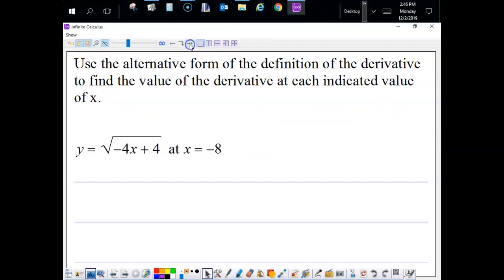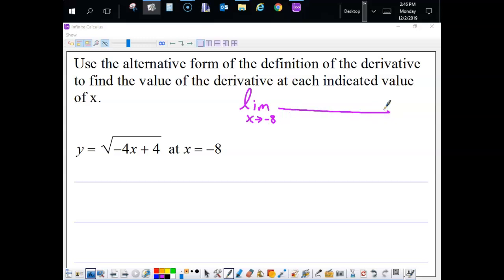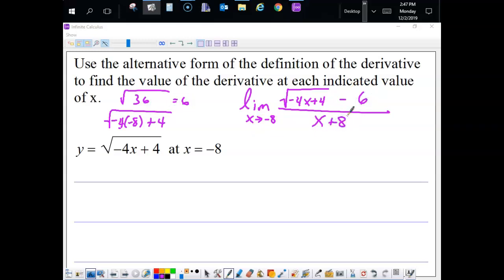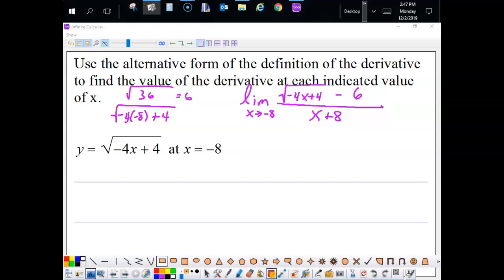Let's go ahead and do another one. So for this one, our c value that we are approaching is -8. And my function minus the value of my function at that point. So I'm going to plug in -8. That would be positive 32 plus 4, which is 36, which is 6. And then x minus -8, which is x plus 8. So there's your setup. And then we're going to go ahead and do the limit method.